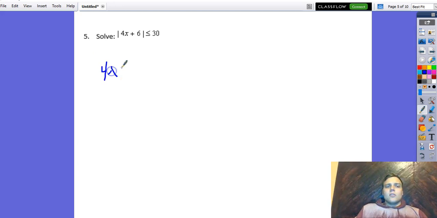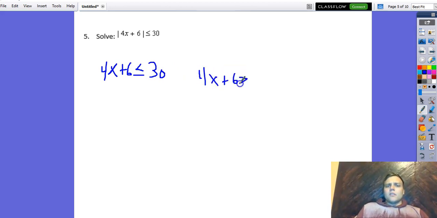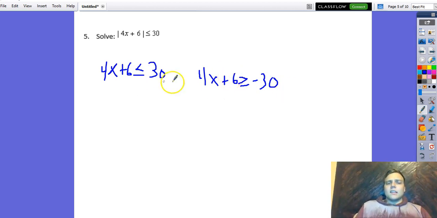I can say 4x plus 6 is less than, I'm sorry, less than or equal to 30. And then I can also say 4x plus 6 is greater than or equal to a negative 30. Alright, so let's solve for x in both of these cases.